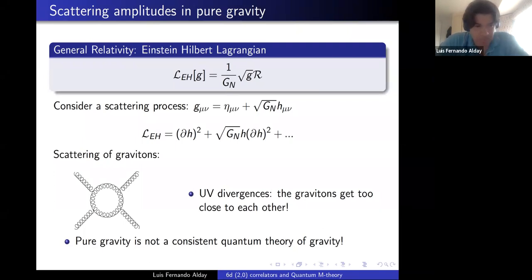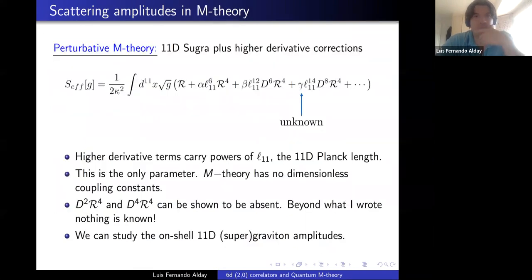Because of that, we have to study completions of general relativity, of pure gravity. One such example is, of course, string theory. But today, we will try to understand scattering amplitudes in M theory. I will not say much about M theory because we don't know a lot about it. And I think it is fair to say that we don't have a non-perturbative understanding of M theory.